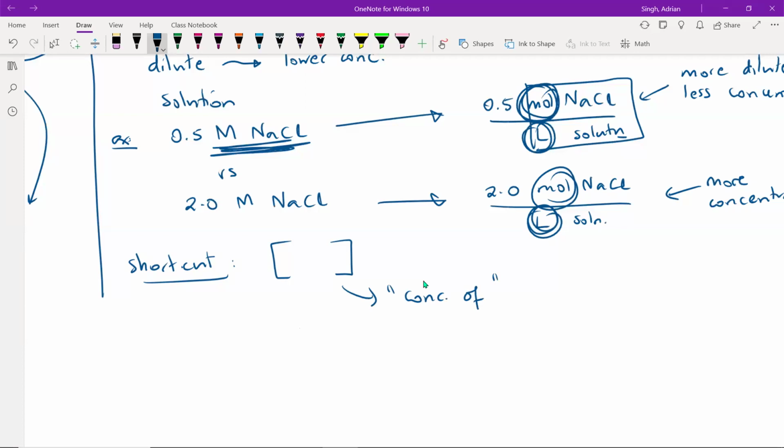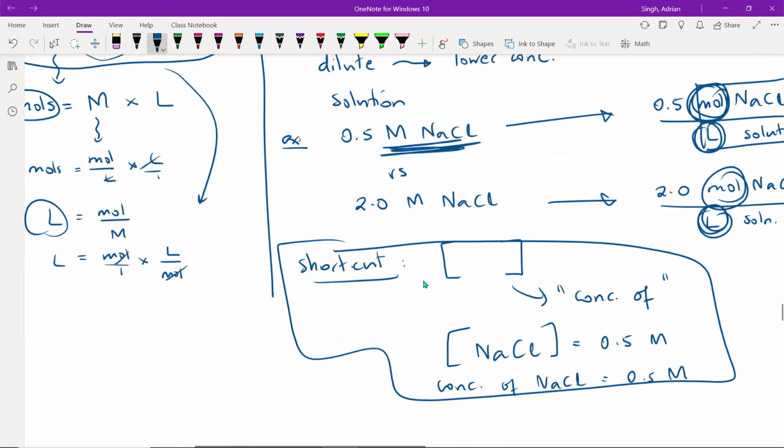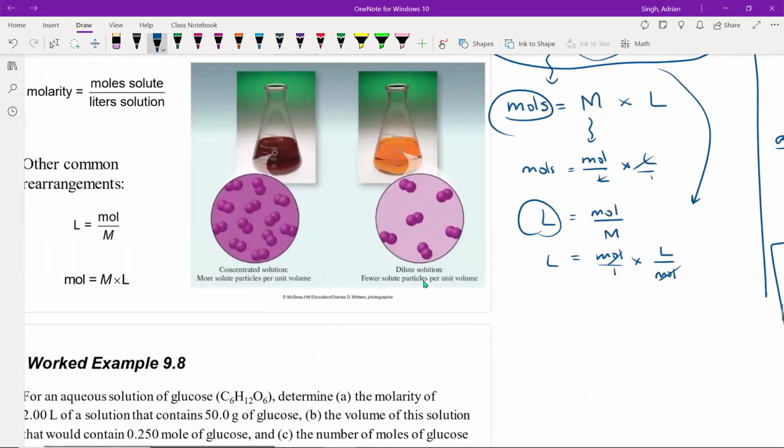So for instance, we can say [NaCl] equals 0.5 molar. This means the concentration of NaCl is 0.5 molar, 0.5 moles per liter. We're going to use this a lot from this point onwards. We'll see it not just in the rest of this semester, but if you take General Chemistry 2 and any other chemistry classes, square brackets always mean concentration of.